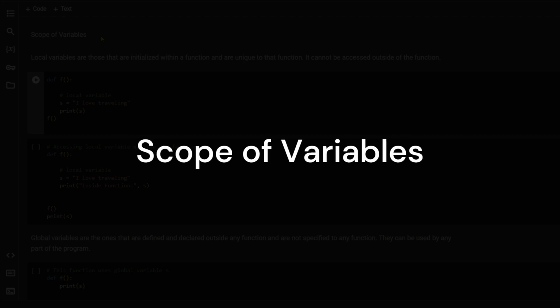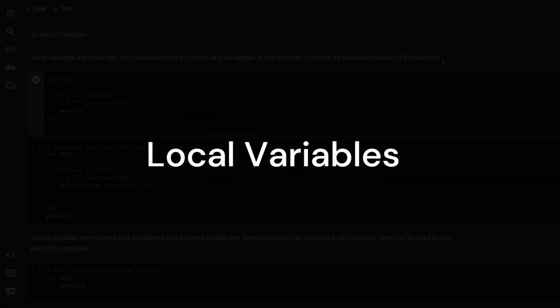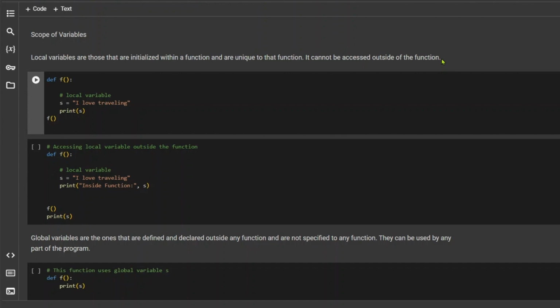We all know what a variable is, all right? It's just a container, or a placeholder in Python. And what are local variables? Local variables are those that are initialized within a function and are unique to that function. They cannot be accessed outside of a function.